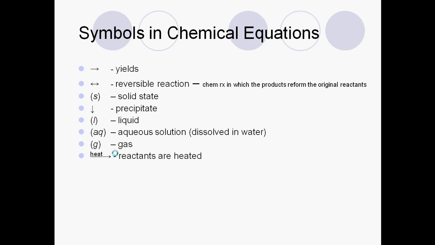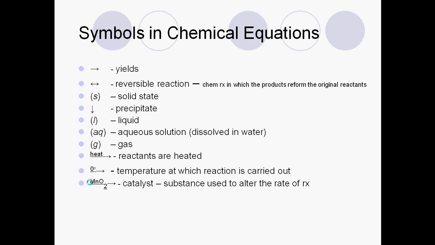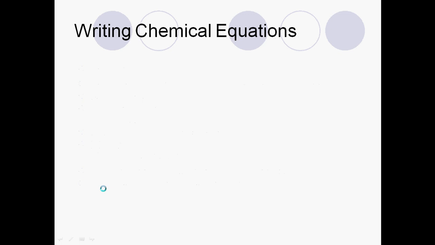G is for gas. If you see heat over the yields arrow, that means heat was produced, or we heat the reactants. Also, if there's a temperature above that, that tells you the temperature the reaction needs to be happening at. And if there's a formula on top of the yields line, that means there was a catalyst used.